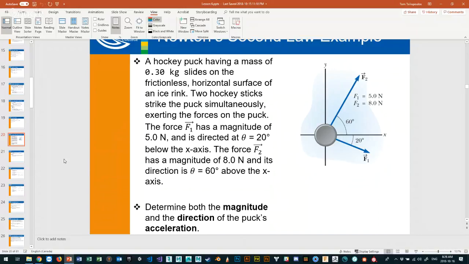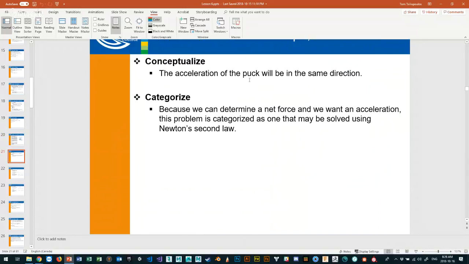Okay, so how do we do that? First we want to conceptualize. Again, the acceleration of the puck will be in the same direction. And then it says, and by the way, I ignored these things a lot more in the last couple of lessons, but this one is hard to ignore. Please read these if you have a question understanding what's going on.